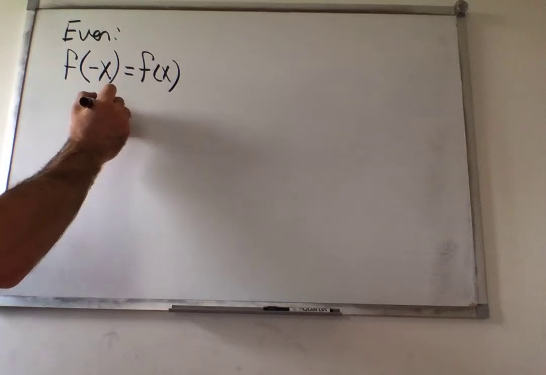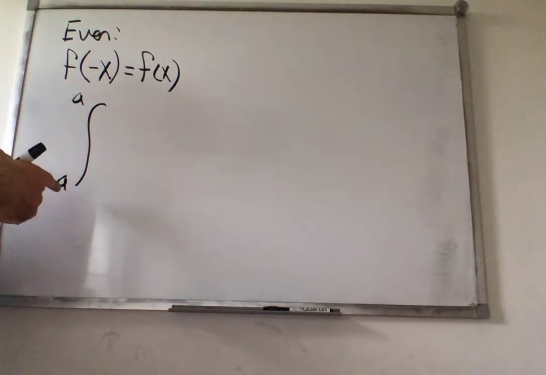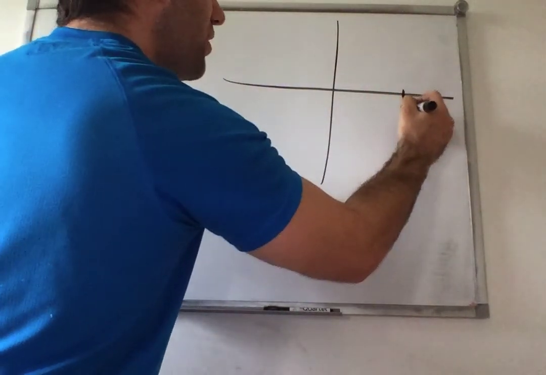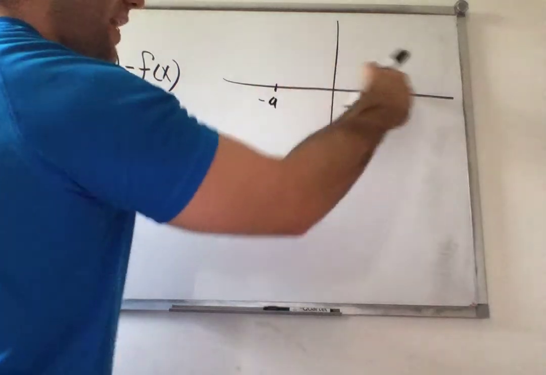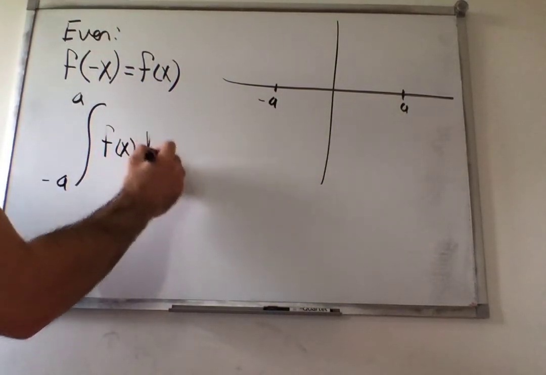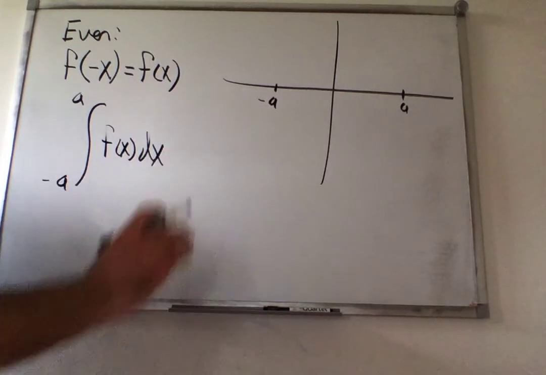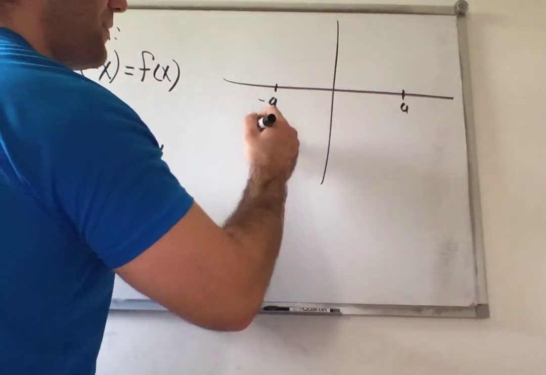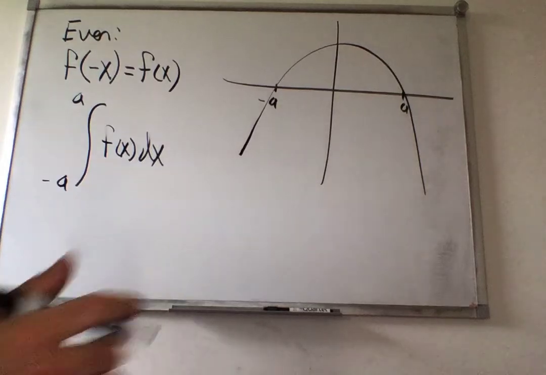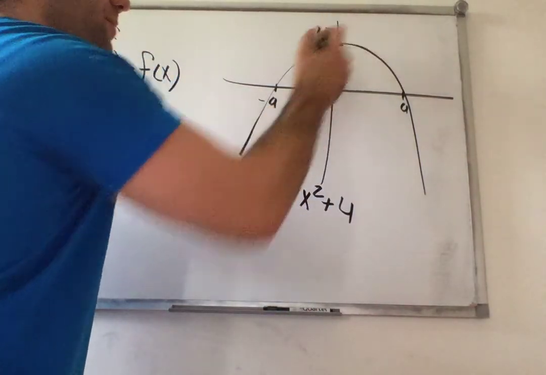Now, if I were to say the integral from negative a to a of f of x dx, notice it's negative a to a, so you start over here and you start over here, the same distance away. We know that this function is even. Let's draw an even function. A parabola is an even function. This could be something like x squared plus 4, where right here is 4.